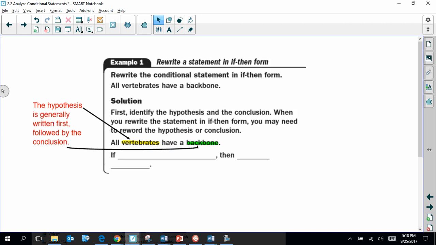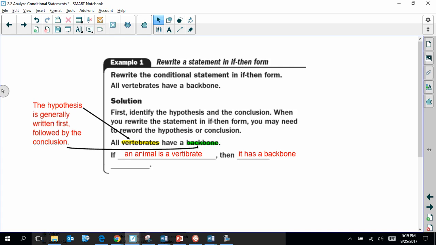The way I'm going to write it in an if-then format is I'm going to say if an animal, and it's okay to add some things to a conditional statement to make it make sense. I don't want to say if vertebrates, then a backbone, because that statement doesn't make any sense. But if I say if an animal is a vertebrate, then that animal has a backbone, that's how I'm stating my conditional statement. It's okay to include a few extra words to have a sentence actually make sense. We don't have to take exactly what was given to us, because the statement if vertebrates, then a backbone makes no sense at all. By including the words if an animal is a vertebrate, it makes more sense as a sentence.